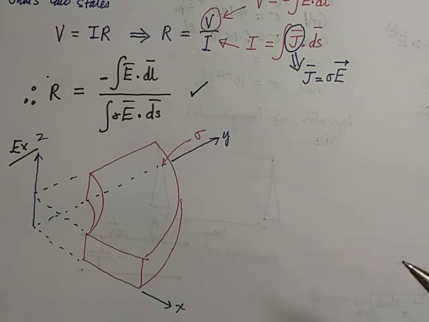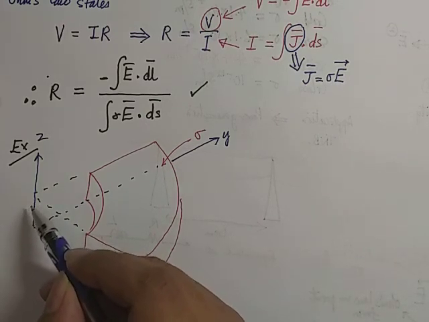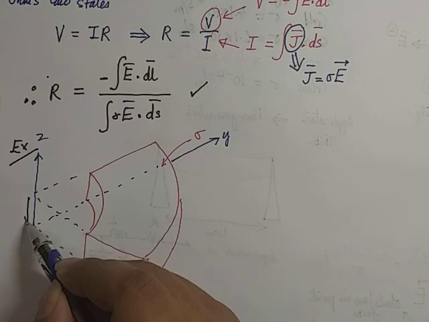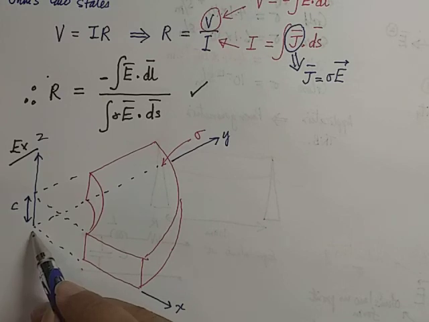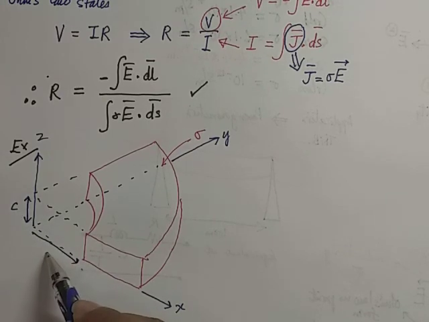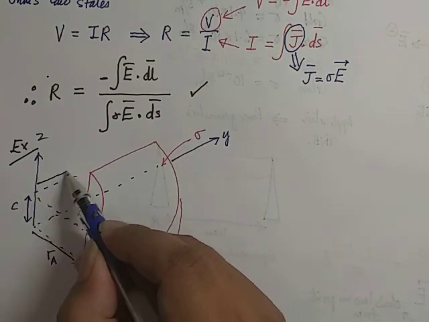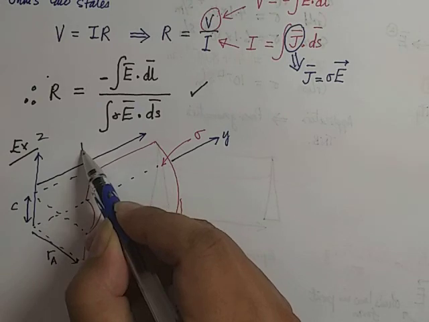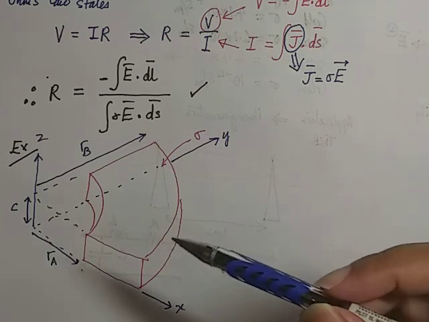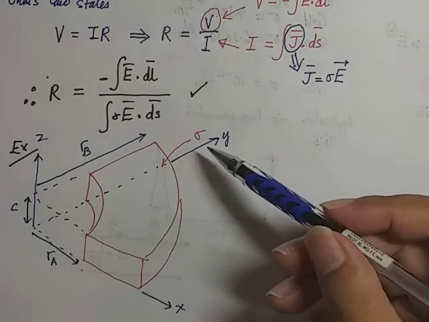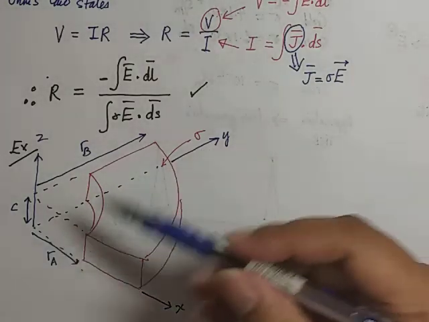So let's give dimensions to this structure. Let's say the thickness of this structure is C, and then the inner radius of this structure let's make it R subscript A, and then the outer radius of this structure should be R subscript B. Okay, so therefore you can see much clearer now the structure having material parameter sigma and the dimensions given as such.